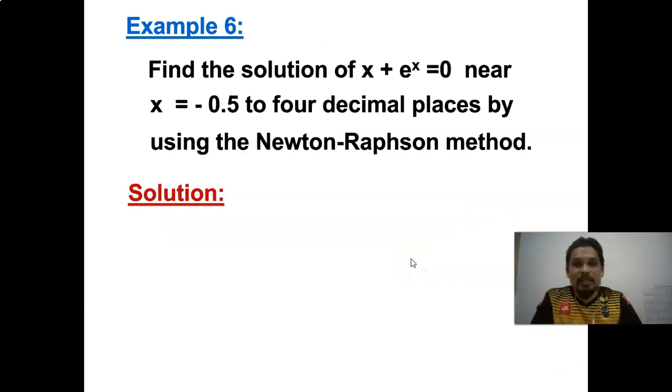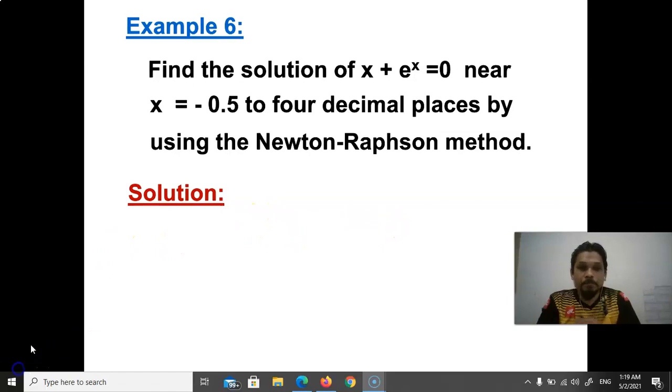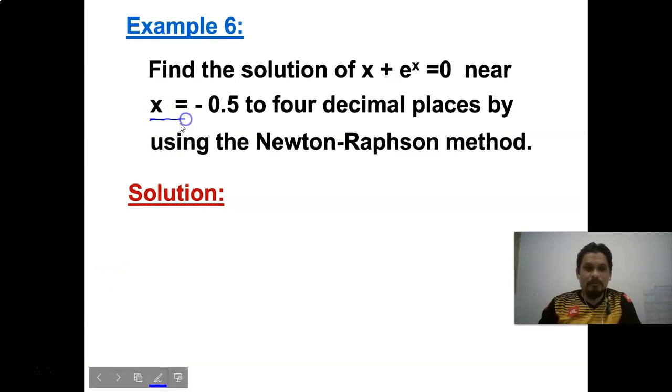Find the solution of x plus e to the power of x equal to 0 near negative 0.5 to 4 decimal places by using the Newton-Raphson method. Class, in this question, it straightaway gives you the initial value of x that we are going to use to find the better approximation.